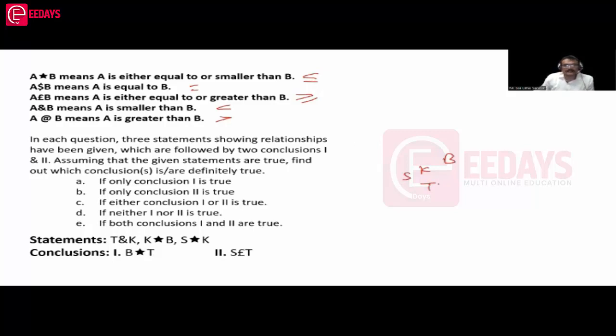B is less than or equal to T. Is it valid? No. Why? Because there is a vertical line in between B and T. So the first one is not valid. S pound T, S is greater than or equal to T. Is there any relation between S and T? We don't know the relation. So the second conclusion is also not valid. So what is the answer? Both 1 and 2 are not correct.